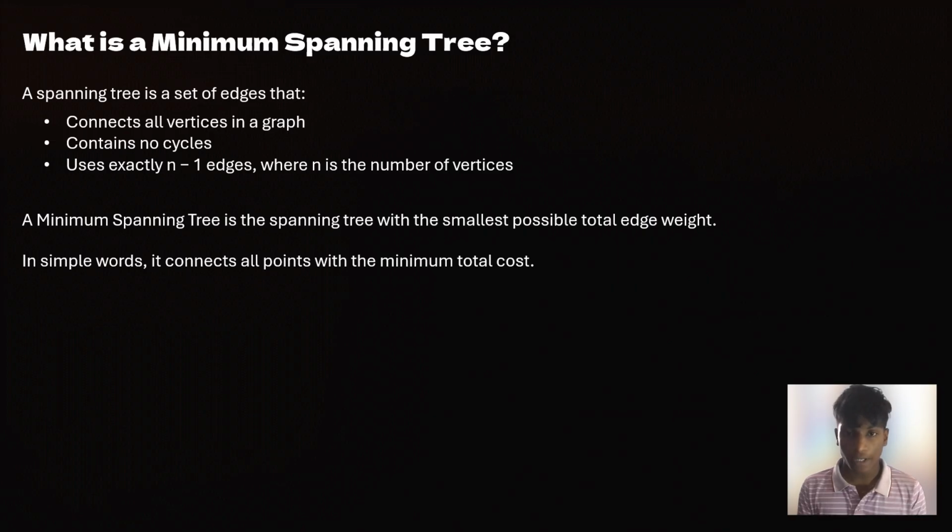Now, a minimum spanning tree, or MST, is a special type of spanning tree. It is the spanning tree that has the smallest possible total edge weight. In simple words, it connects all the points in the graph using the minimum total cost. To make it even easier, we can say the minimum spanning tree contains all the nodes in the most efficient way, with the least cost and without forming any cycles.